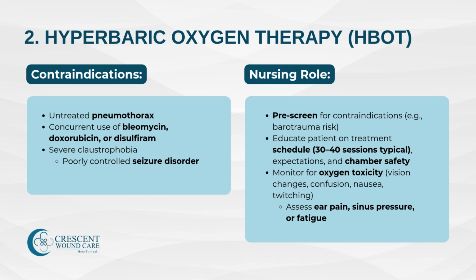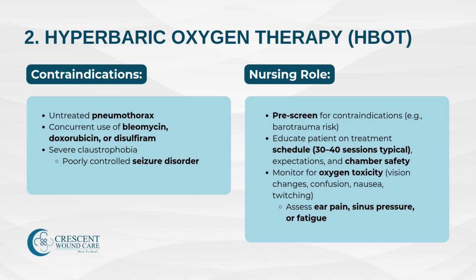Of course, not all patients are eligible for HBOT. It's essential to screen thoroughly before beginning therapy. Absolute and relative contraindications include untreated pneumothorax, as pressure changes can worsen the condition; medications such as bleomycin or disulfiram, which can react adversely under hyperbaric conditions; severe claustrophobia, which may cause panic inside the chamber; and poorly controlled seizure disorders, since HBOT can lower the seizure threshold.